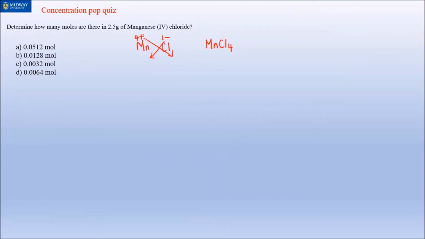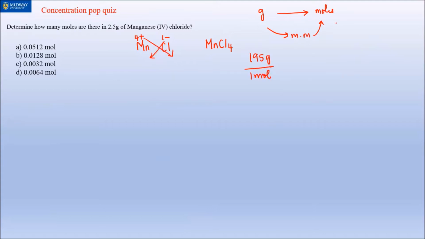Now, how do we go from grams to moles? If you remember that little chart I gave you, you have to go through molar mass. That's the only way. So let's get the molar mass of this MnCl4, and I've already calculated that. It is 195 grams over mole. Remember, I told you don't write it this way, 195 grams over 1 mole.